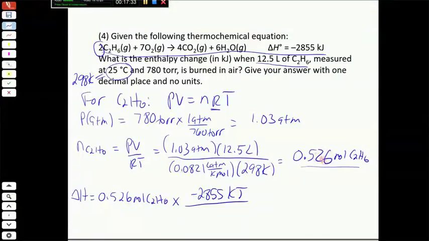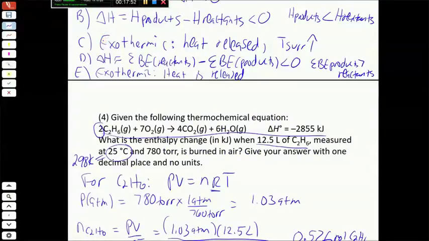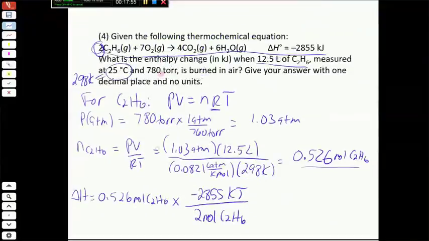My inability to talk and write has reared its ugly head. Okay, so 526 is the correct number that we get from PV equals nRT. So then we translate that down to this calculation down here. 526 moles times the enthalpy change, which is per 2 moles of C2H6. Again, that 2 comes from the fact that the coefficient in the balanced thermochemical equation is a 2 there. Sorry, I'm jumping around here.